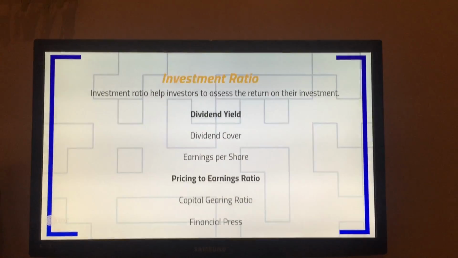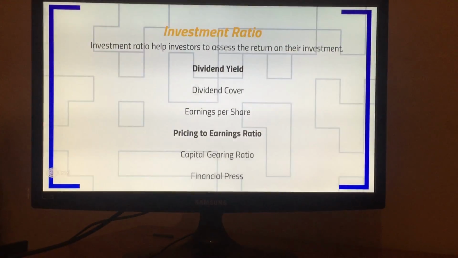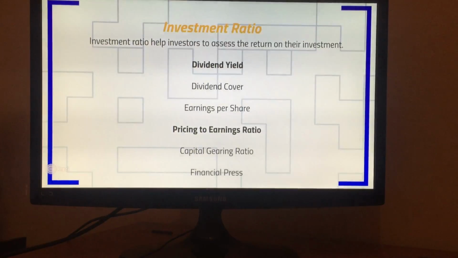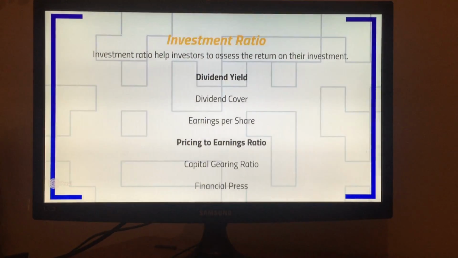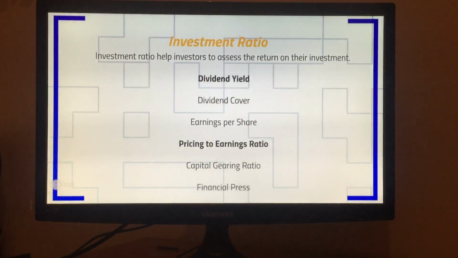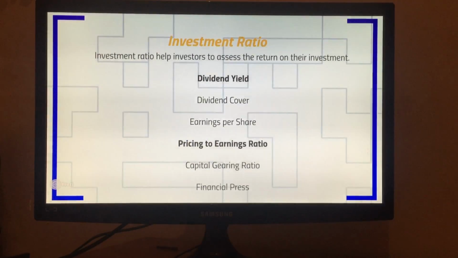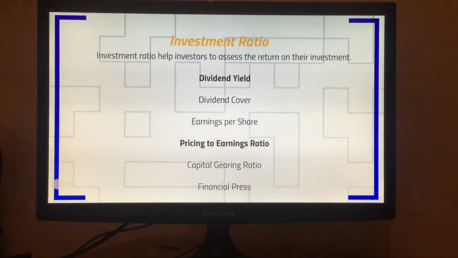Investment ratios. Investors would want to know what investment ratio is simply because they can assess the return on their investment. There are 6 investment ratios, which are dividend yield, dividend cover, earnings per share, price to earnings ratio, capital gain ratio, and financial press. We will be specifically talking about dividend yield and price to earnings ratio.